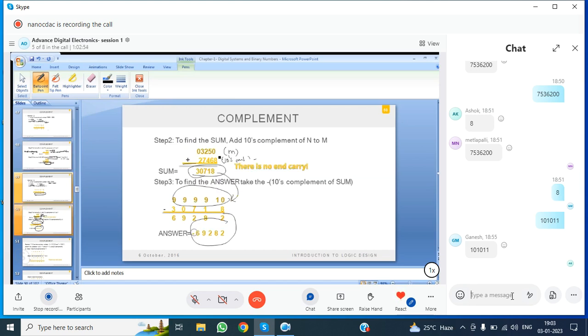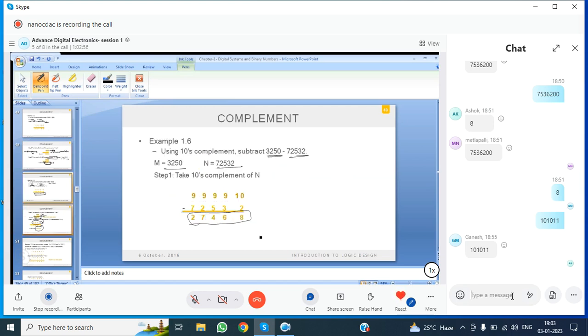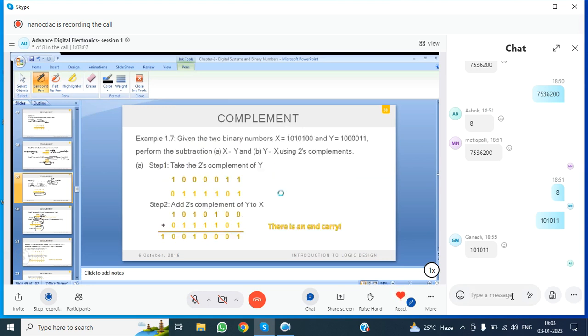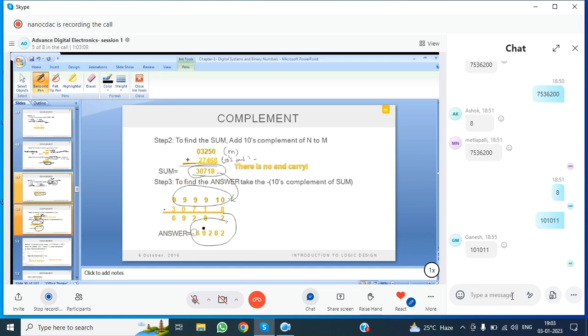Here, 3250 is the small number and 72532 is the large number. So whatever result you are getting, it should be negative. It should be minus 69282.